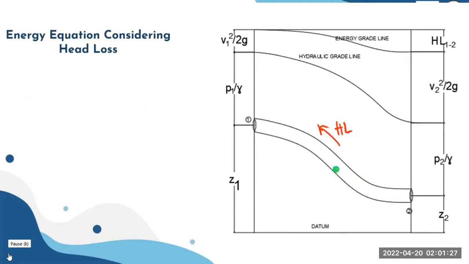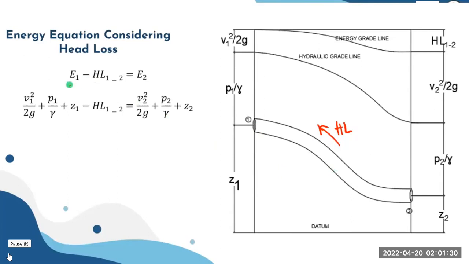So if we are going to consider the head loss, it means that we will subtract the head loss from the energy at point 1, and that will be equivalent to the energy at point 2. So the diagram for our hydraulic grade line and energy grade line looks like this. There will be a reduction in the total energy of the velocity head, pressure head, and the elevation head. So that difference from energy at point 1 to energy at point 2 will be your head loss.